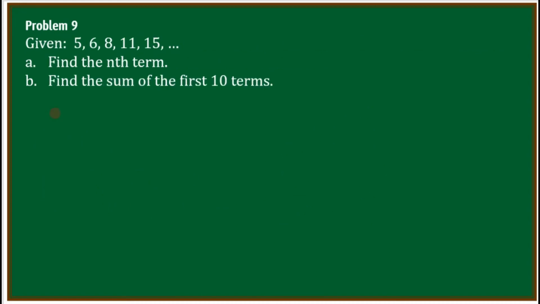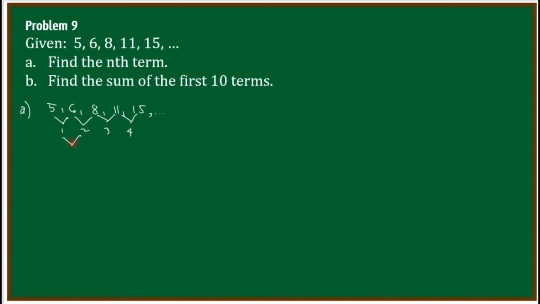Okay. Last problem. Given 5, 6, 8, 11, 15. So, first, find the nth term. So, solve natin yung letter A. So, ang given is 5, 6, 8, 11, 15. So, i-check natin. So, common difference, 6 minus 5, 1, 8 minus 6, 2, 11 minus 8, 3, then 15 minus 11, 4. So, hindi equal yung first difference. So, kitang-kita naman, obvious dito na wala rin siyang common ratio kasi 6 over 5, 8 over 6. So, they are not equal.